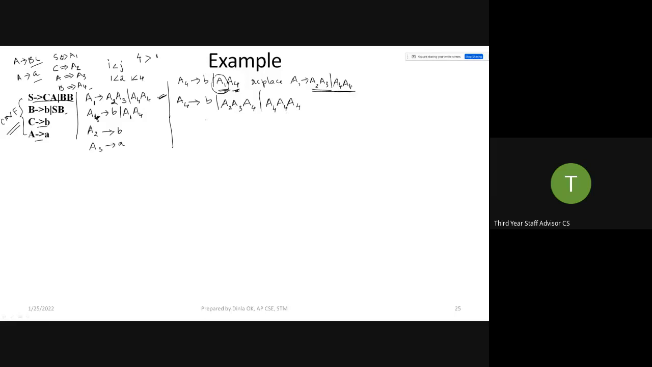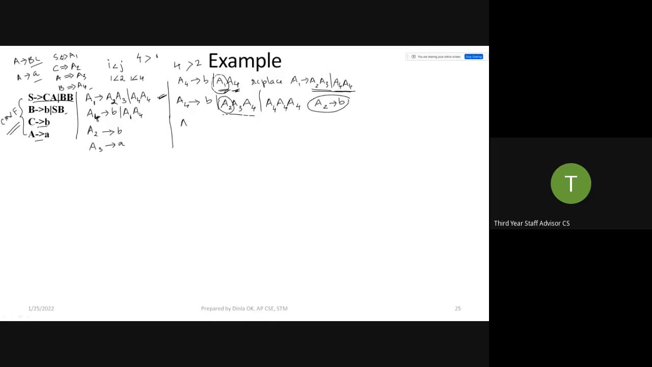Is it clear? Okay. So next again we have to check whether this production is in complete GNF. That is, A4 implies B is okay. Then A4 implies A2 A3 A4. Again we can say that I is 4 and J is 2. So clearly we can say that 4 is greater than 2. Since 4 is greater than 2, what should we do? Again we have to replace A2 in this production. So what is A2? We have the production A2 implies B. So we have to replace this A2 with the production A2 implies B.